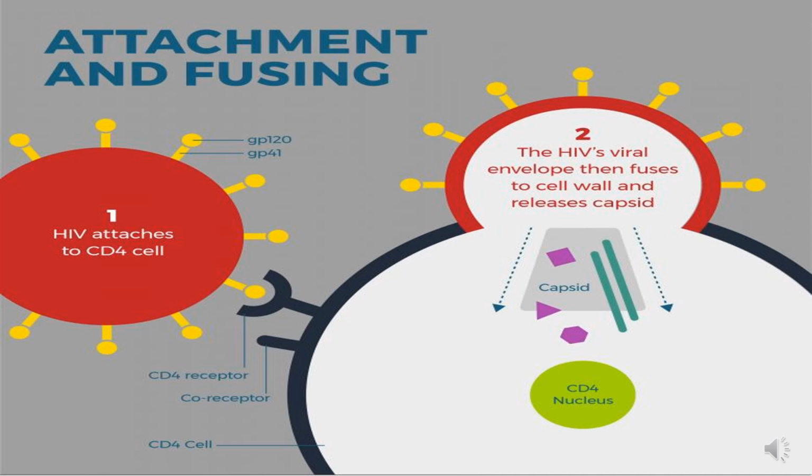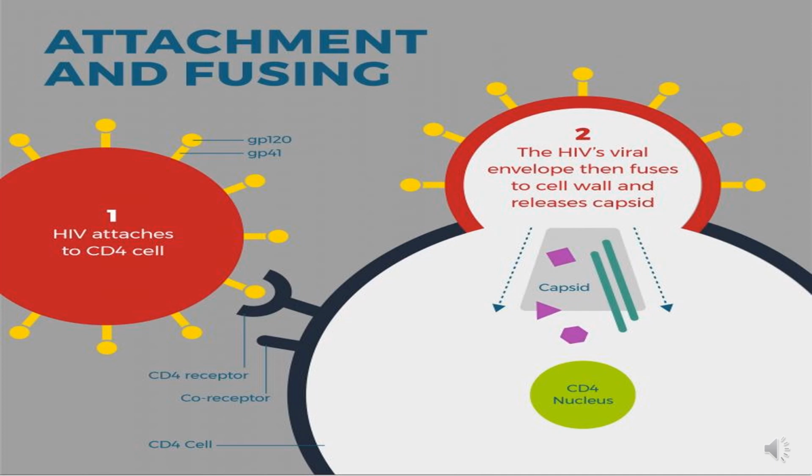When HIV makes contact with the CD4 cell, the GP120 spikes on the surface of HIV lock onto the CD4 receptor and another co-receptor, either CCR5 or CXCR4. The GP41 protein is used to fuse the HIV envelope with the cell wall. This process of fusion allows the HIV capsid to enter the CD4 cell.